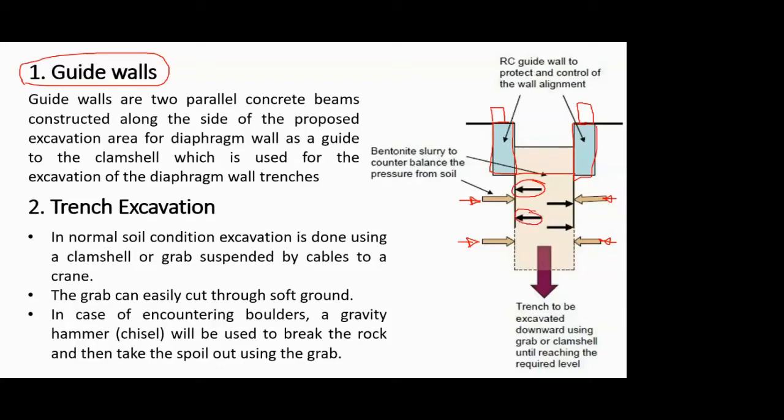So these black arrows, whatever you see, that is the pressure due to the bentonite slurry that we are inserting into the pit just to counterbalance the pressure from the soil. Correct. So the first thing is guide walls. The second thing is trench excavation. That is the actual excavation of the pit.